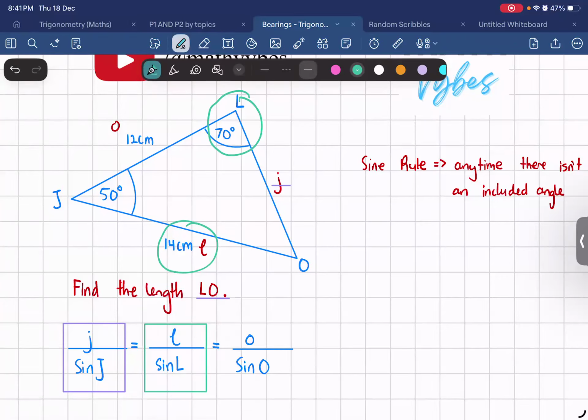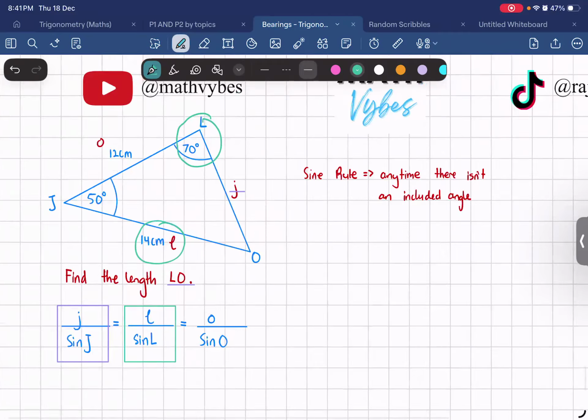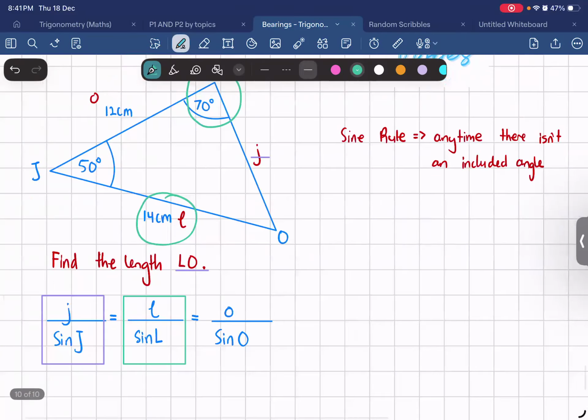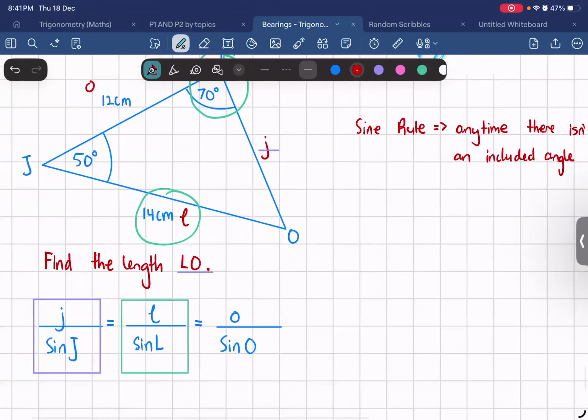All right, so when you're using the sine rule, you need to select 2 out of the 3. So you're not going to bother with O over sine O. So when you're doing the sine rule, these are the 2 things you're looking for. You're looking for what you're trying to find. What are you trying to find?